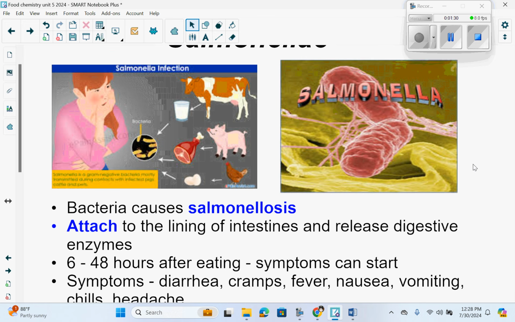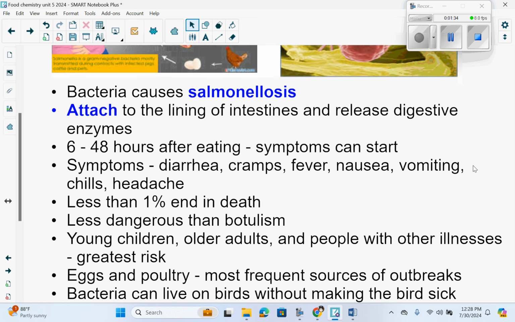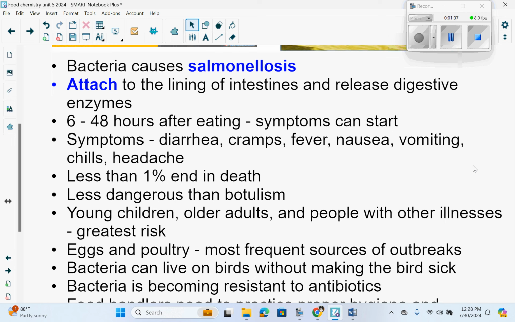Salmonella. This bacteria causes salmonellosis. This bacteria attaches to the lining of the intestines and releases digestive enzymes. 6 to 48 hours after eating, the symptoms can start. Symptoms include diarrhea, cramps, fever, nausea, vomiting, chills, and headache. Less than 1% end in death.